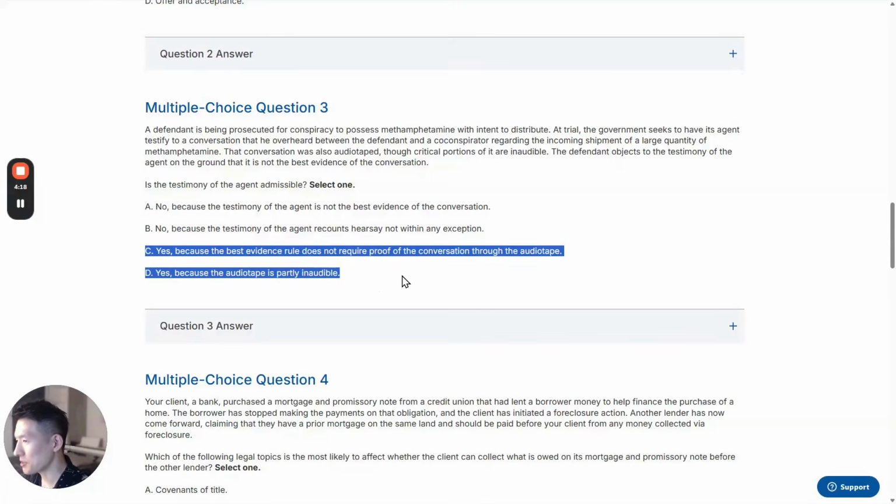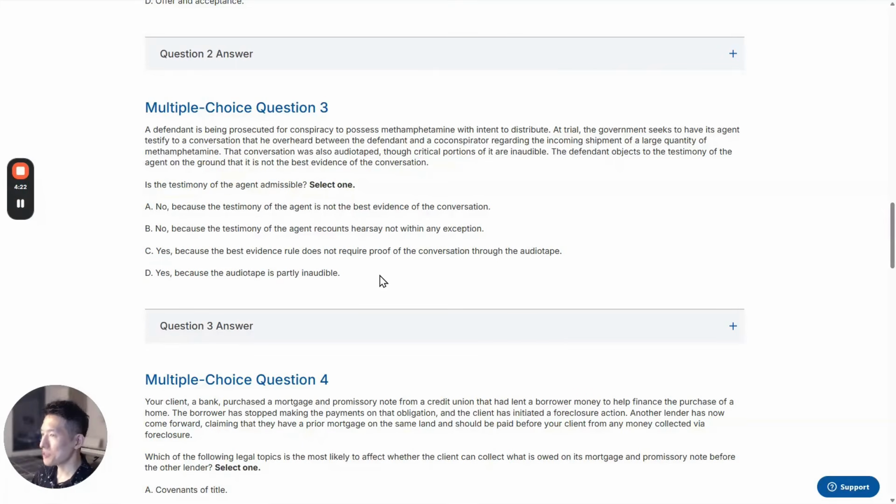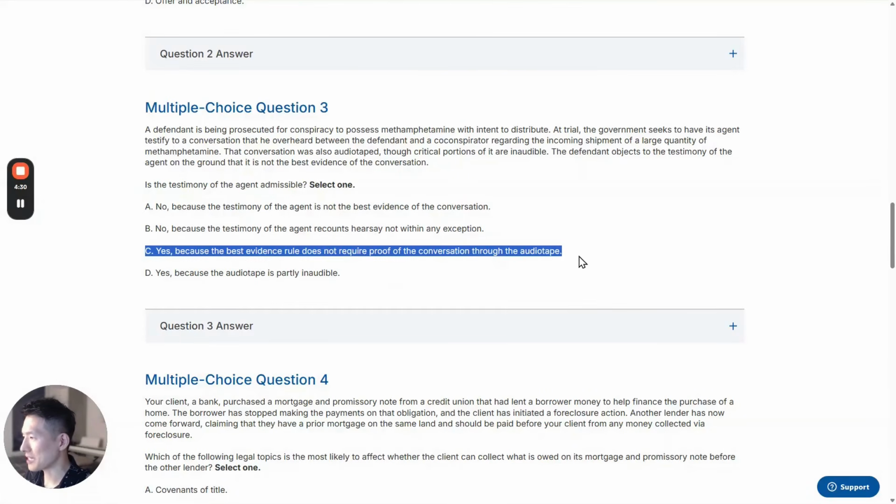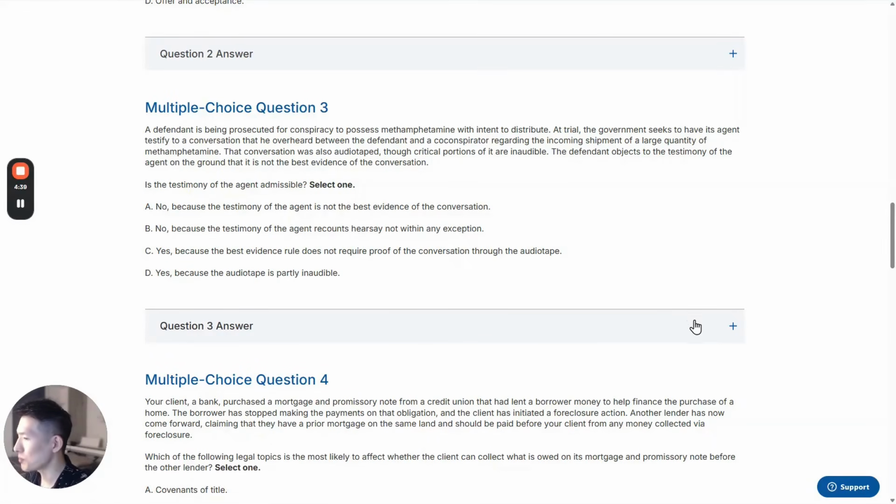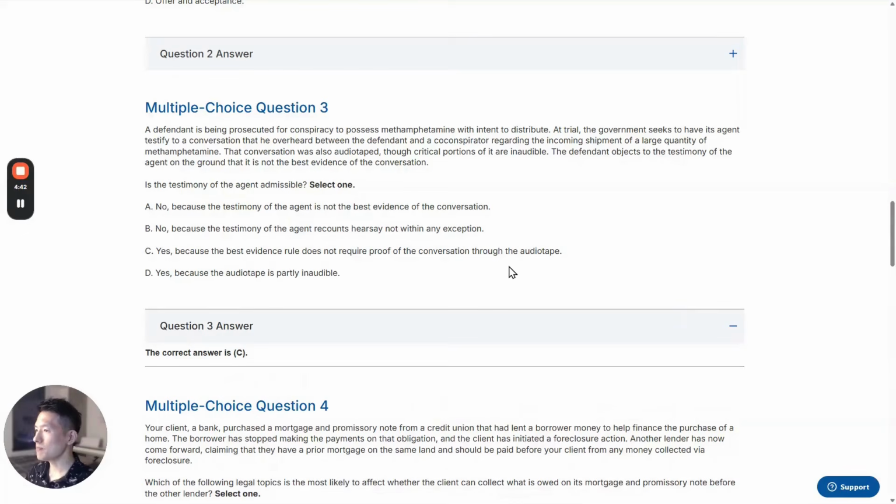So it's got to be C or D, and I think it is closer to C because we're trying to introduce testimony here as personal knowledge. Whether the audio tape was audible or not is kind of irrelevant. So the answer choice has to be C. The best evidence rule doesn't require proof of the conversation through the audio tape. We just need the agent to talk about what he heard. And when we check the answer, the correct answer is indeed C. Great job. Talking to myself here. And by the way, this question is very similar to a classic MBE question.